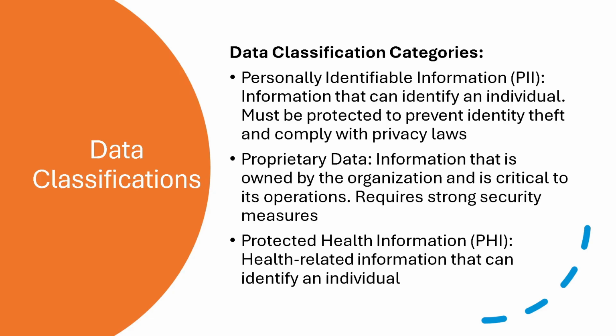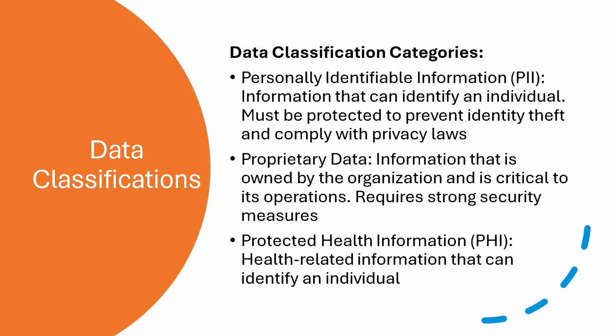Personally Identifiable Information, or PII. PII is information that can identify an individual, such as name, address, social security number, etc. It must be protected to prevent identity theft and comply with privacy laws.